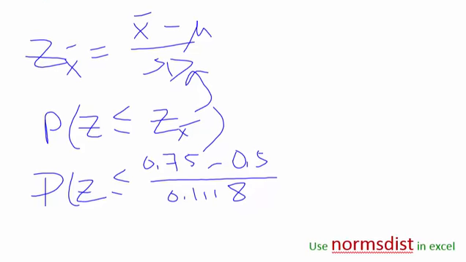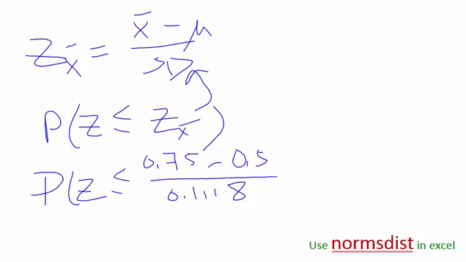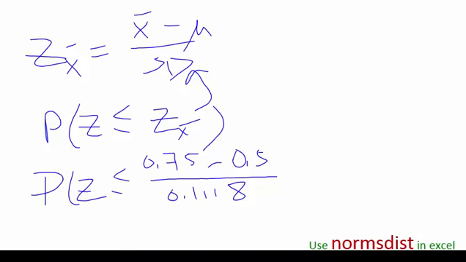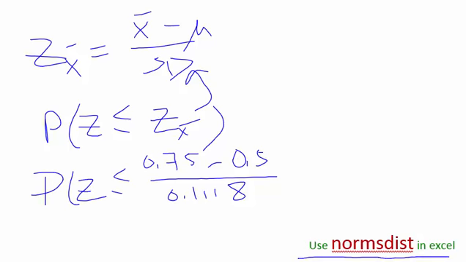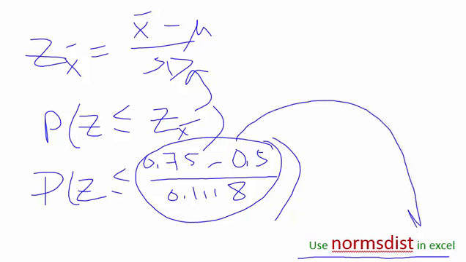Then all we do is use our NORM.S.DIST function in Excel, as you can see here. The value that we calculate gets plugged in there, and what we ultimately find is a probability of 0.99. Let me rewrite that so you can see it better.